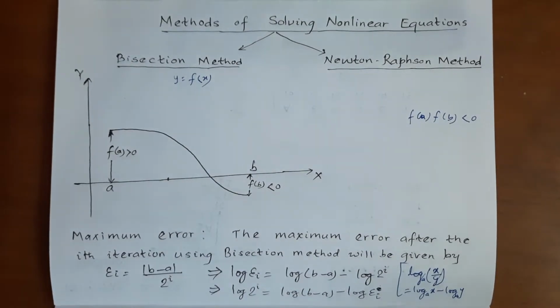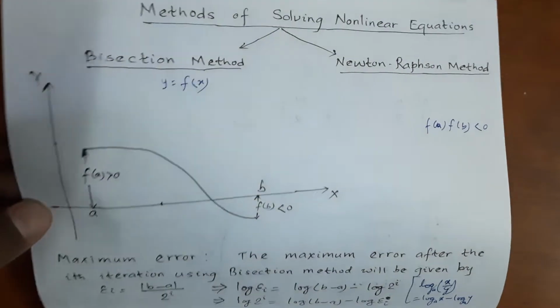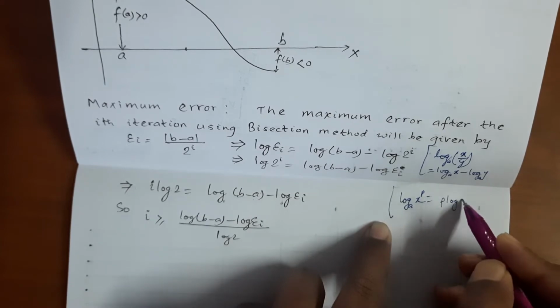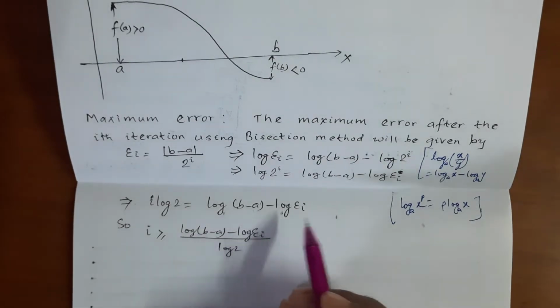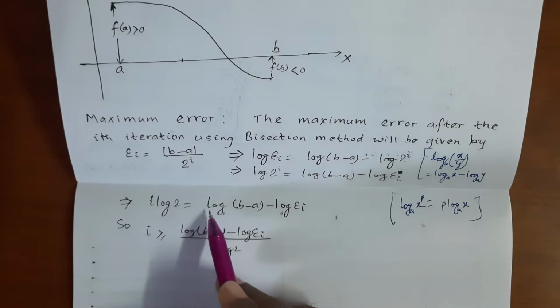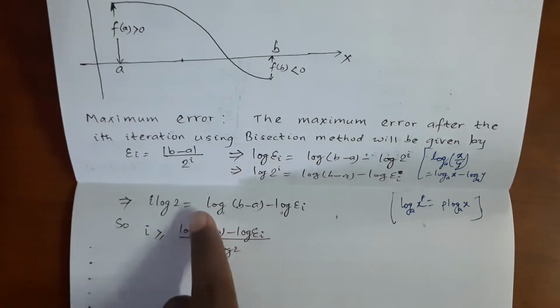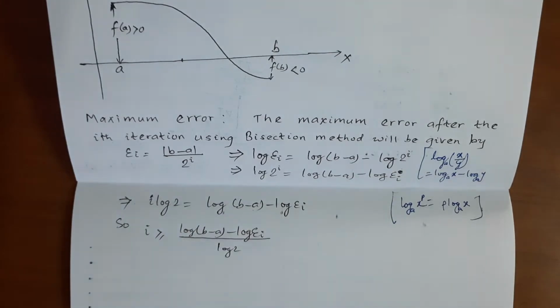Now, using another property, log x to the power p equals p log x, with base a, we can write it this way. Using this property, i log 2 can also be written. So i equals (log(b minus a) minus log e_i) over log 2. So i will be either equal to this value, or more iterations are required, so the greater-than-or-equal-to sign is also written here.